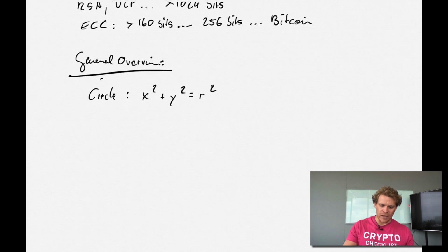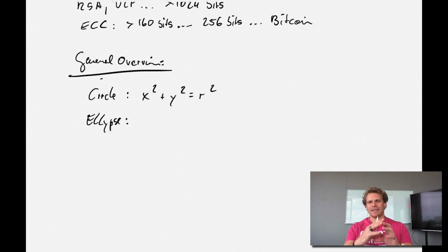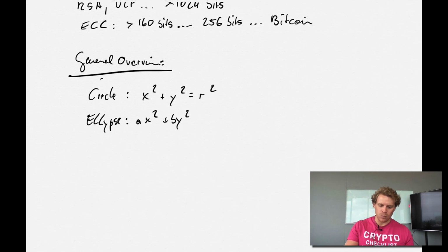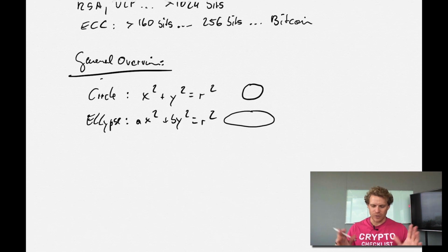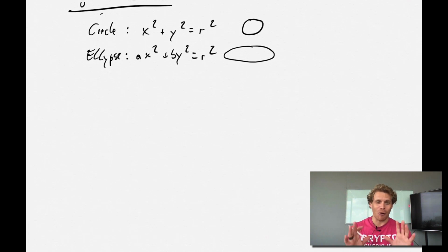Then we have an ellipse. In the ellipse, basically, it just gets stretched a bit. So we have a factor here: a times x squared plus b times y squared equals r squared. So it's the ellipse, right? We have a circle, we have an ellipse. Obviously, don't focus too much on my drawing. I'm not that much of a drawer.